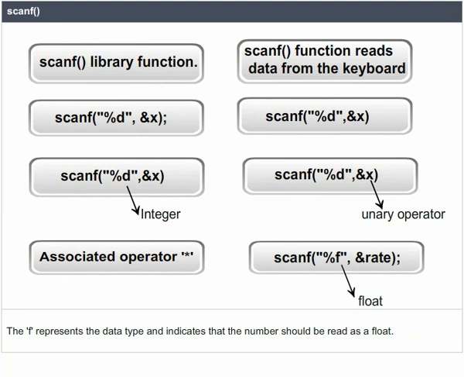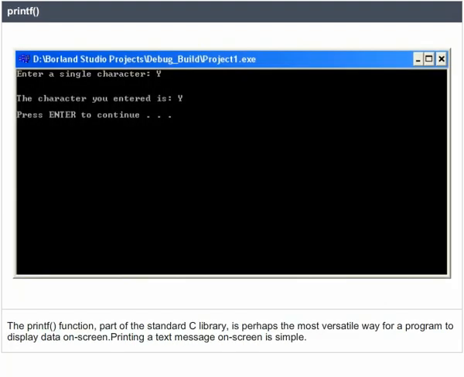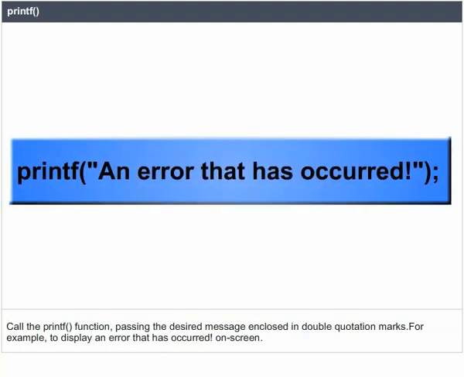printf(). The printf() function, part of the standard C library, is perhaps the most versatile way for a program to display data on screen. Printing a text message on screen is simple. Call the printf() function, passing the desired message enclosed in double quotation marks. For example, to display an error that has occurred on screen in addition to text messages.